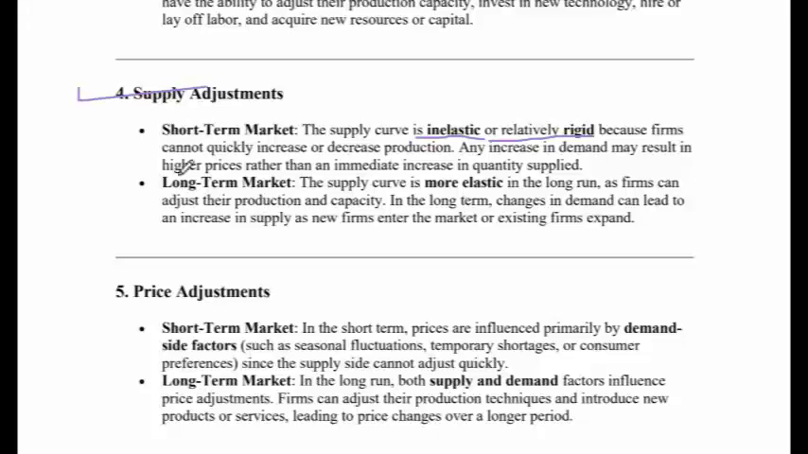और इधर सप्लाई का जो एडजस्टमेंट है वो क्या बोल रहे हैं यहाँ पे, इट इज inelastic, means it does not move much or it is relatively rigid, fixed है, because firms cannot make quick increase or decrease in production. Any increase in demand may result in higher prices rather than an immediate increase in quantity supplied.